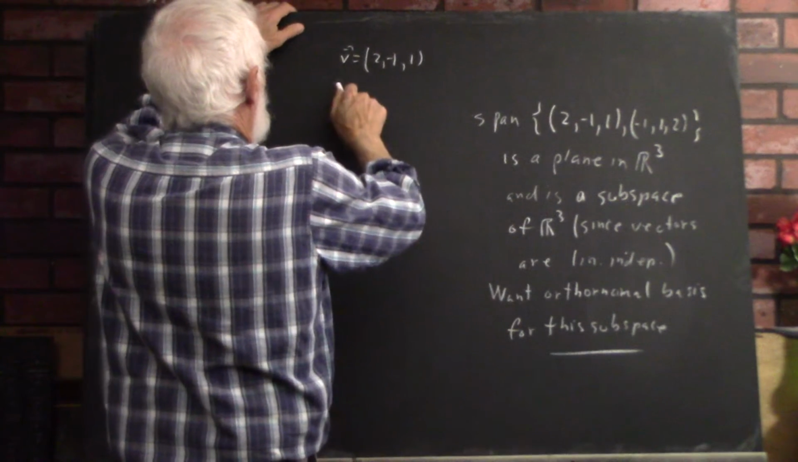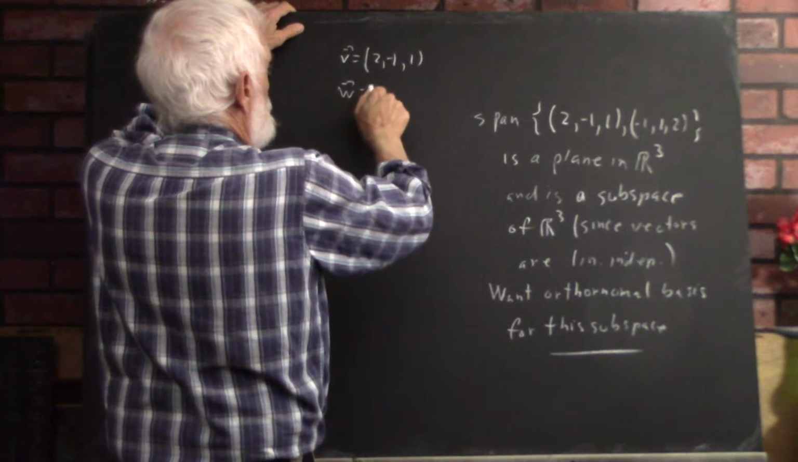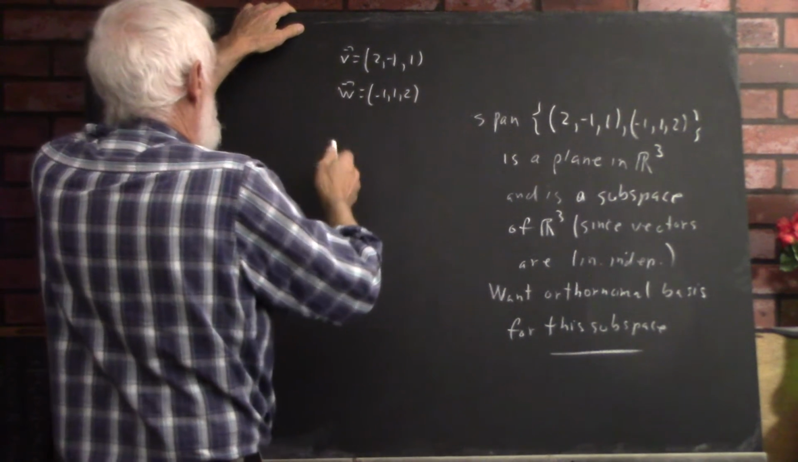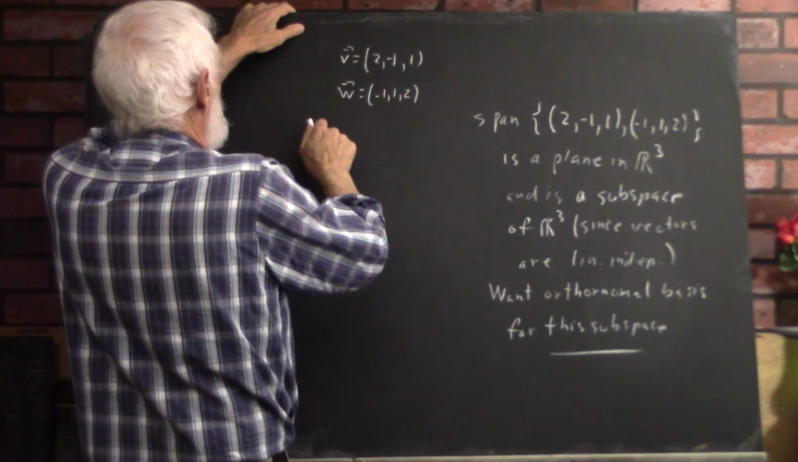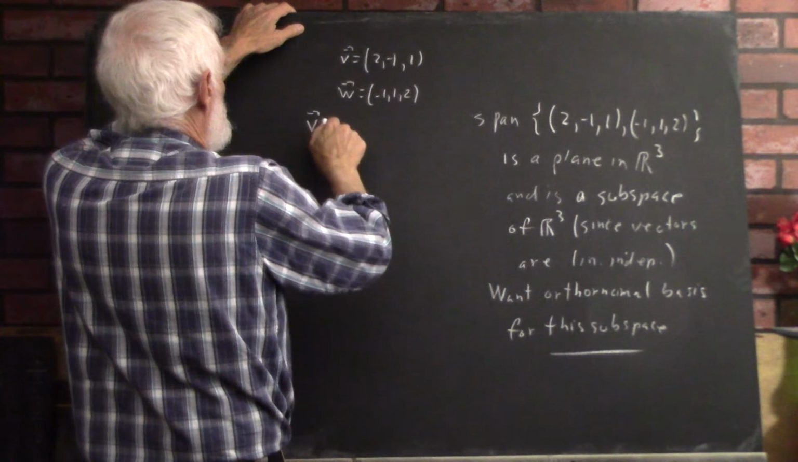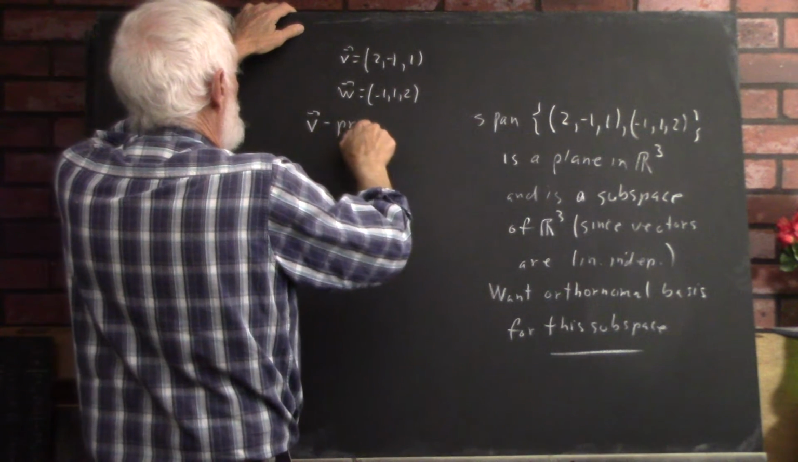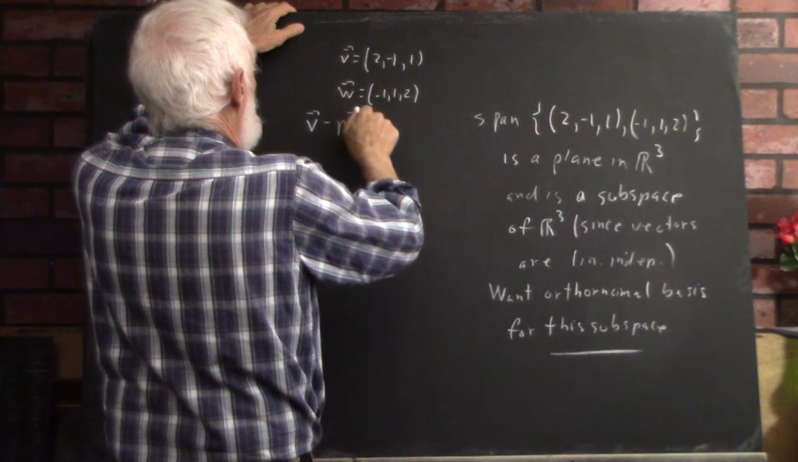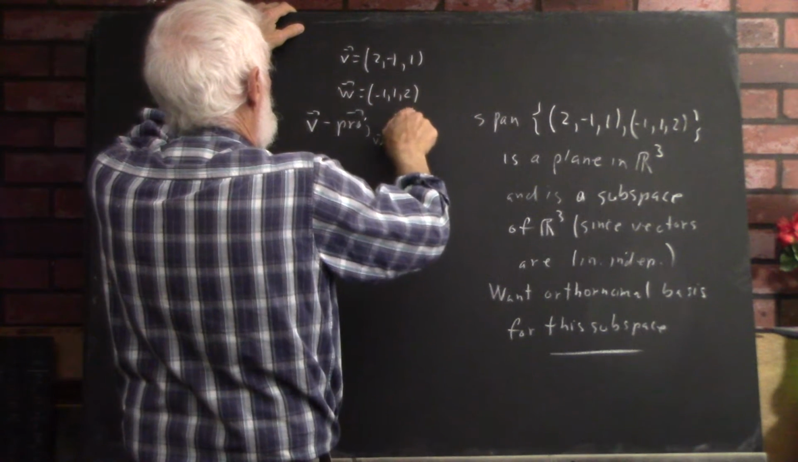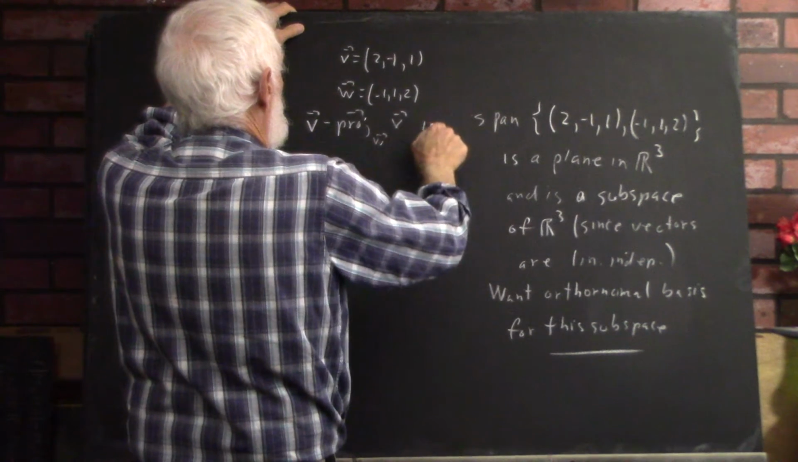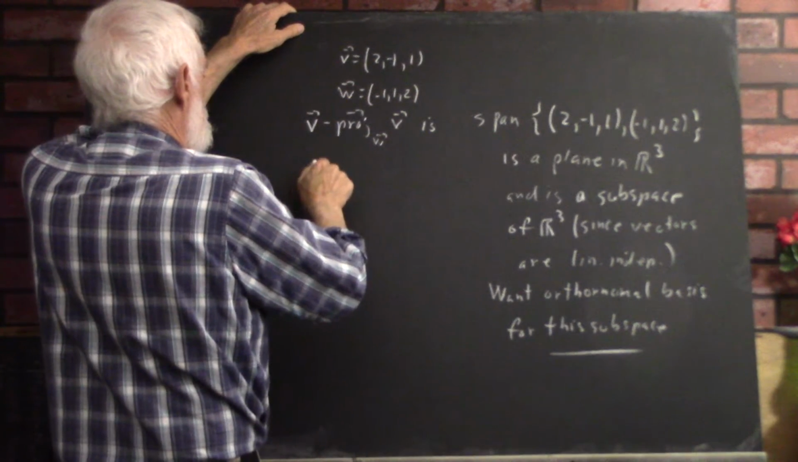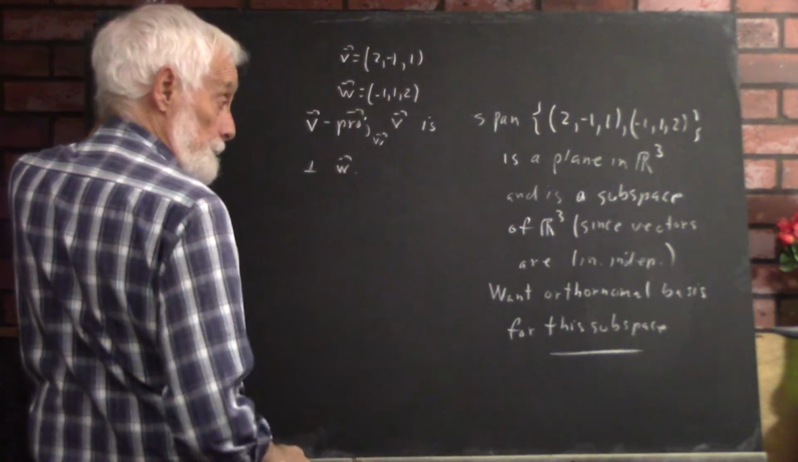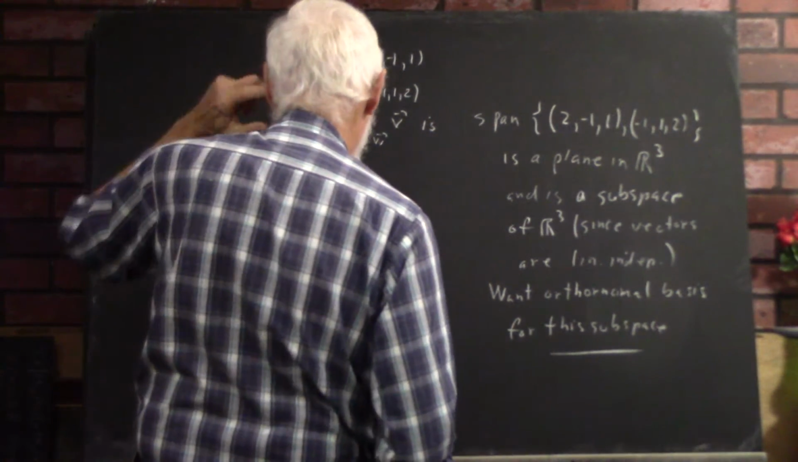And let W equal -1, 1, 2. Then, as we saw last time, V minus the projection of V onto W is orthogonal to W. So we calculate this.